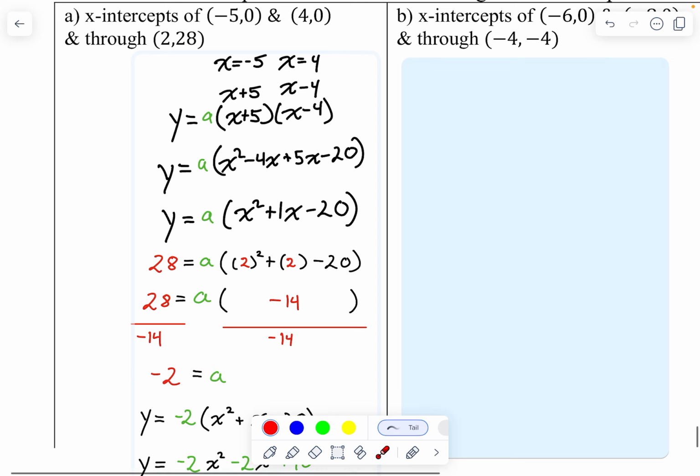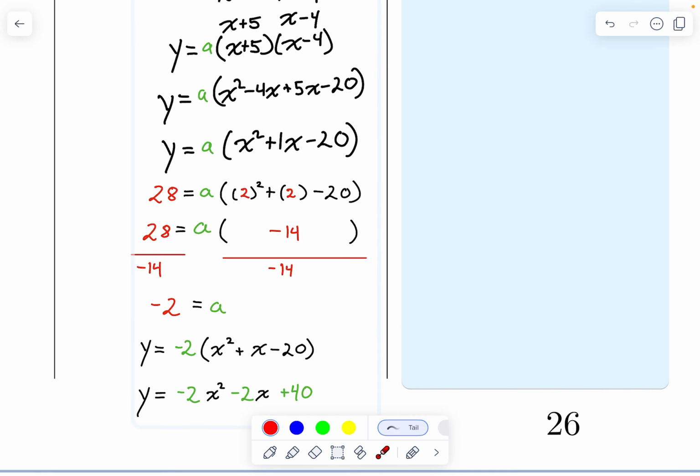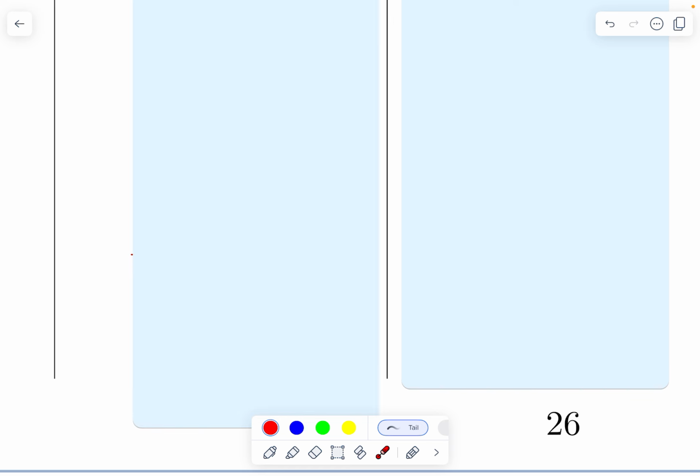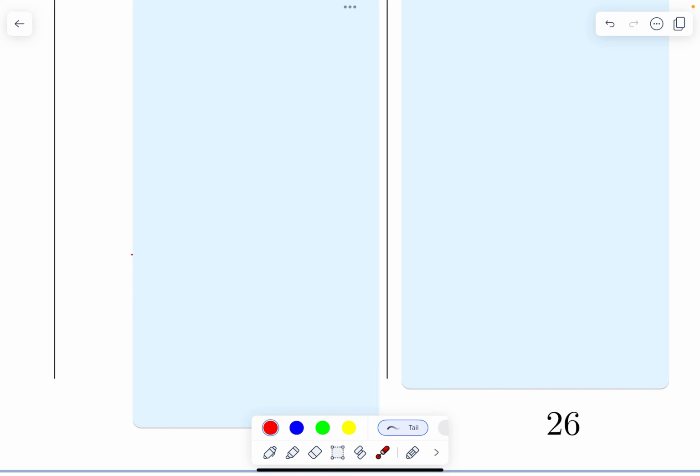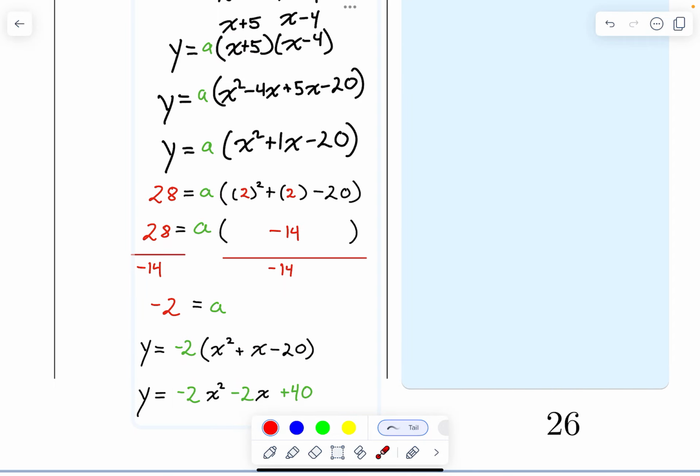Now we're not quite done. We want to go back to this. We know it's going to be negative 2 times what I got when I FOILed, but I actually have to distribute that to every term. So negative 2 times x squared gives me negative 2x squared. Negative 2 times x gives me negative 2x. Negative 2 times negative 20 gives me positive 40. One thing to watch out for, if your a value is negative, it's going to flip the signs on what you had before.